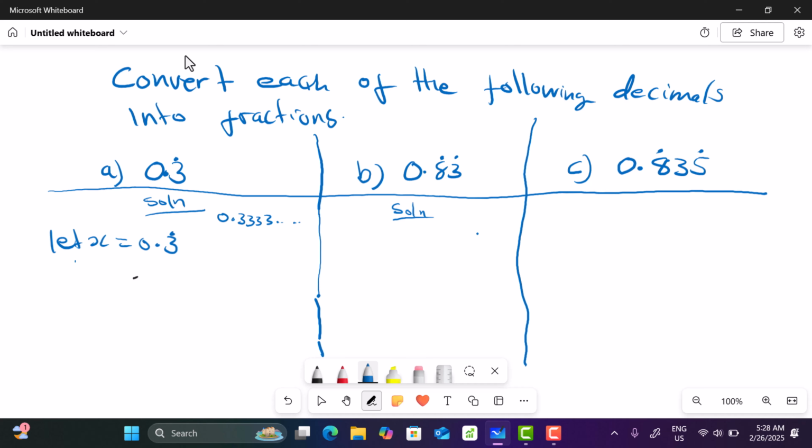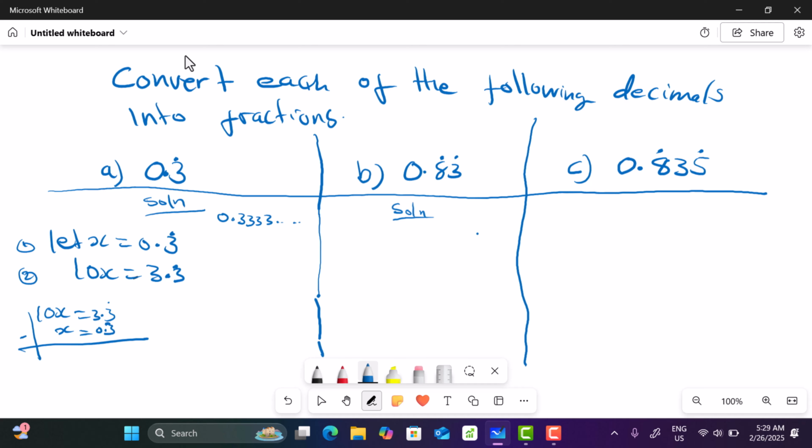So we multiply both sides by 10, which gives 10x equals 3.3 repeating. Then this is our equation 1, and this is our equation 2. So equation 2 minus equation 1. So it is 10x equals 3.3 repeating minus x equals 0.3 repeating.